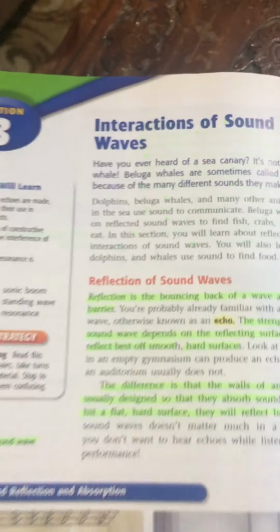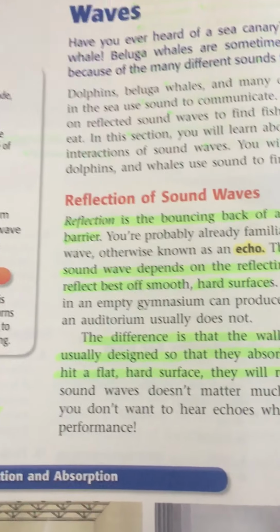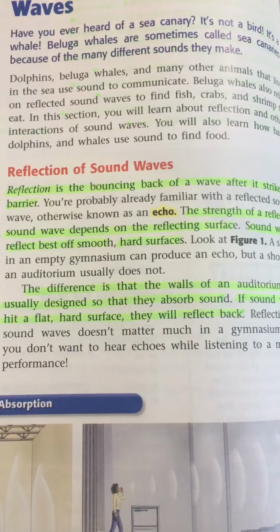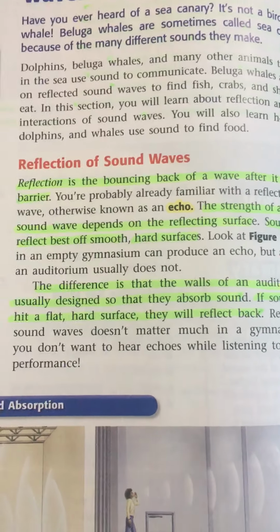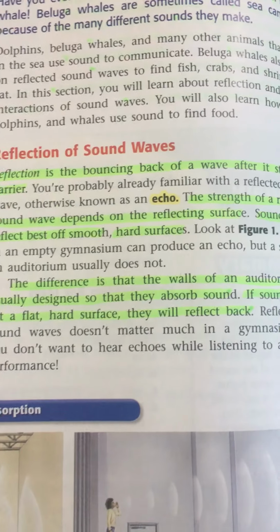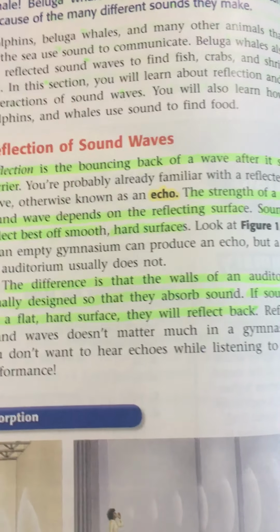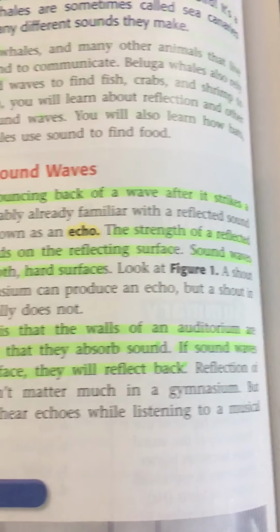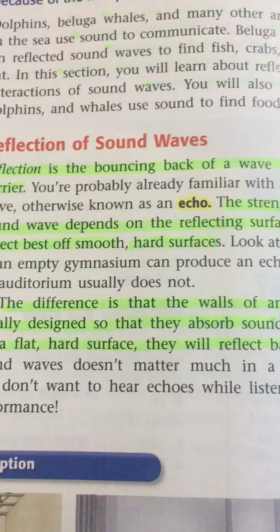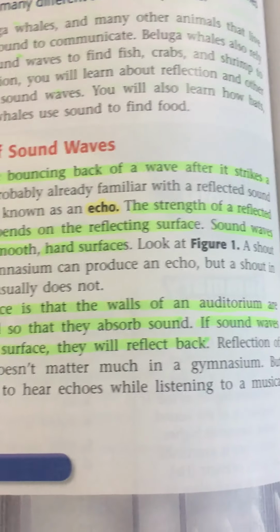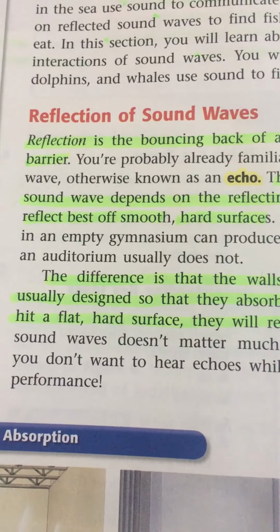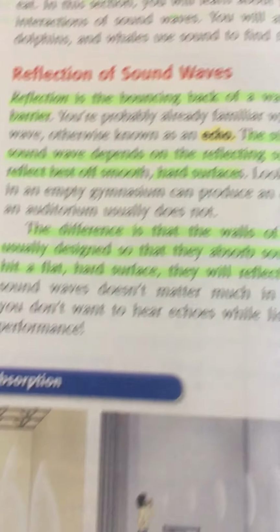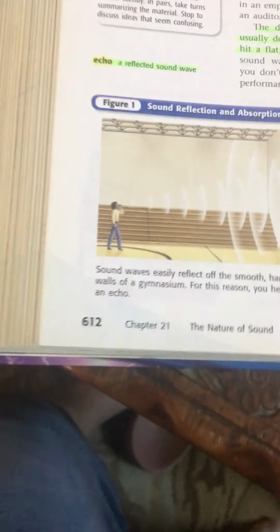The first interaction is reflection. What is reflection? As you know, it is the bouncing back of a wave after it strikes a barrier. As we know, it is an echo. So what is an echo? It's a reflected sound wave. The strength of a reflected sound wave depends on the reflecting surface. Sound waves reflect best off smooth, hard surfaces, as we see in this figure.